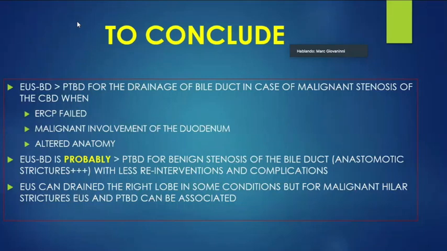and after, the plastic stent for patients with stricture of the biliodigestive anastomosis. And the EUS can drain the right lobe in some conditions, but for malignant hilar stricture, EUS and PTBD can be associated.